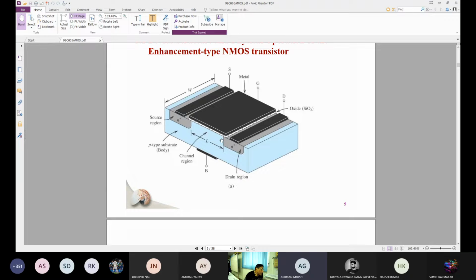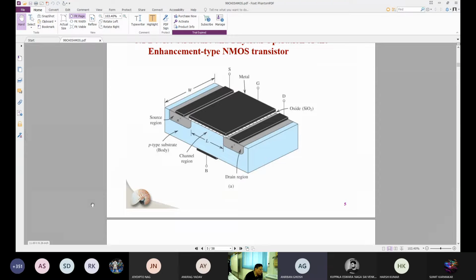there will be N-type doping beneath the oxide layer. So you have metal, this is the oxide, and then this is the P-type material. So at the top of the channel, a channel exists in case of a depletion mode MOSFET.